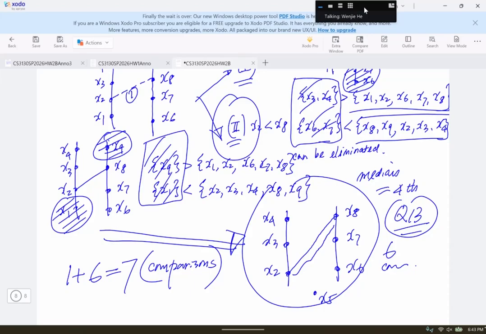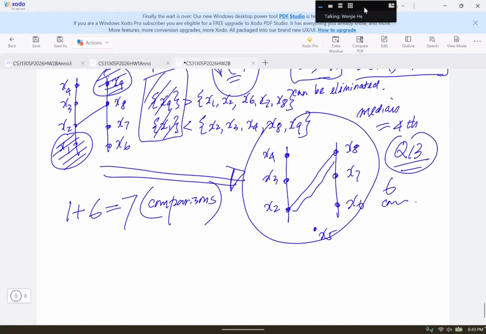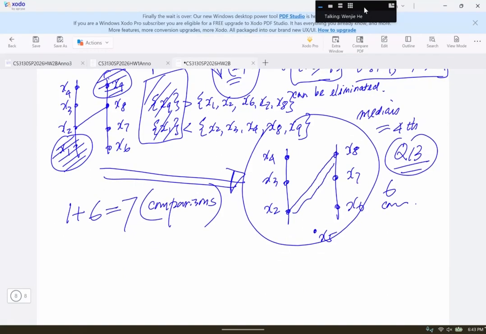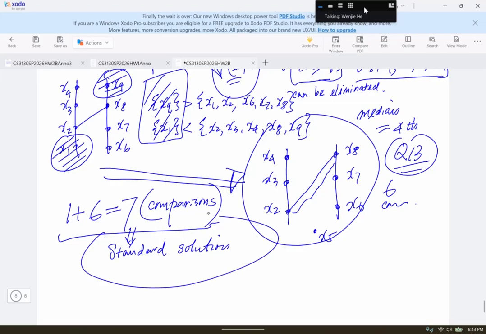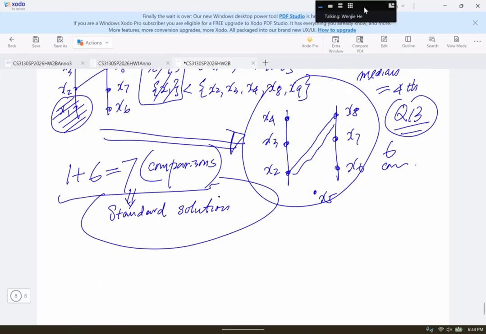All right. Oh, last thing. Before you leave, last thing. This 7 comparison, I treat this as our standard solution. So if you give me this solution, then you get full credit for this question. But I saw some students do better. Some students give me a 6 comparison solution.